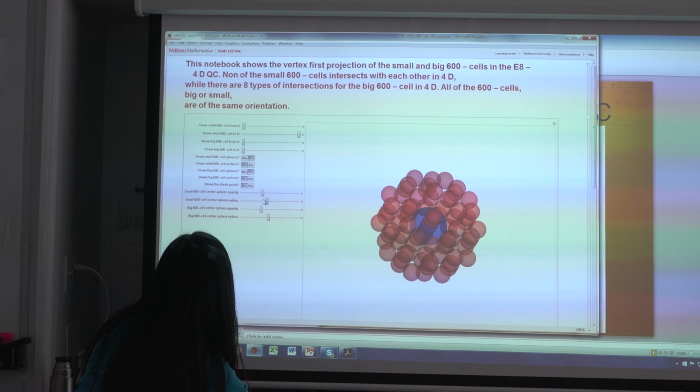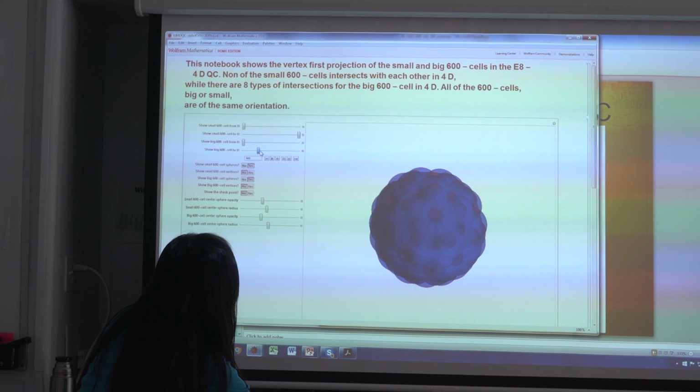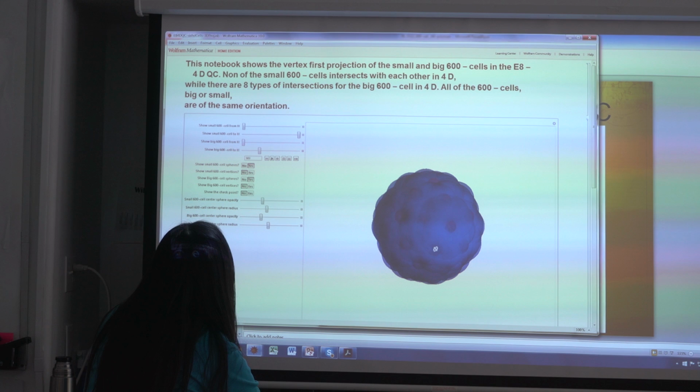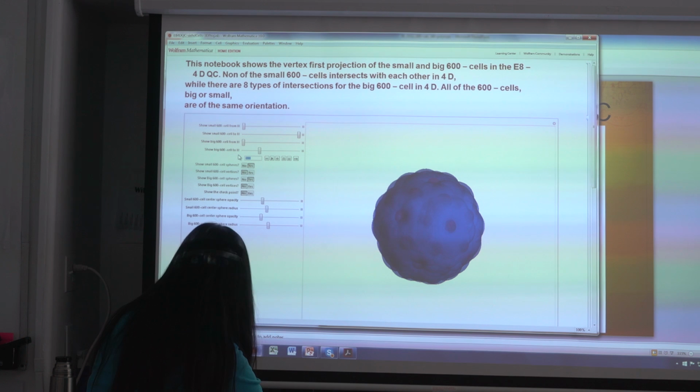So let me see the number of big ones. How they intersect is really important, because those are the letters or characters. They intersect in seven ways, and then kiss. So you can see these big 600 cells severely intersect with each other, and the small ones don't. The bigger ones intersect in seven ways, and then kiss in one way. So there are eight relationships.